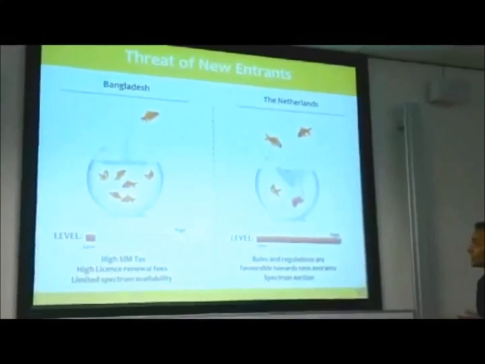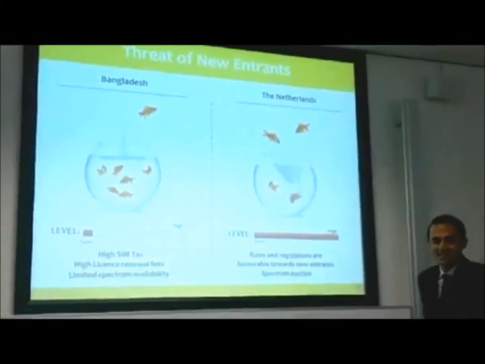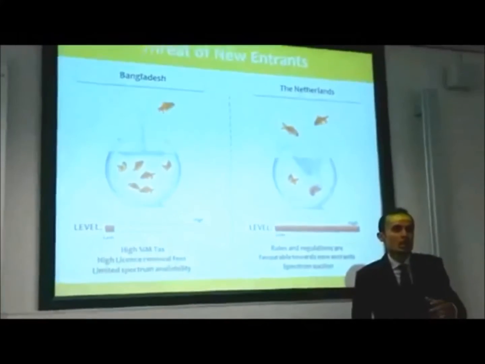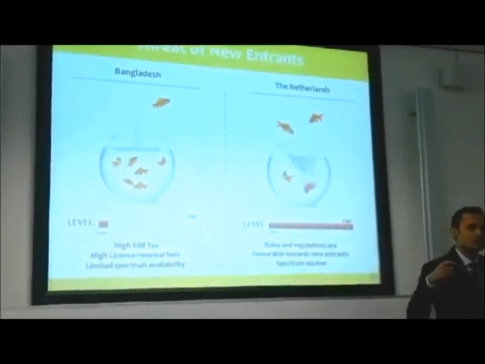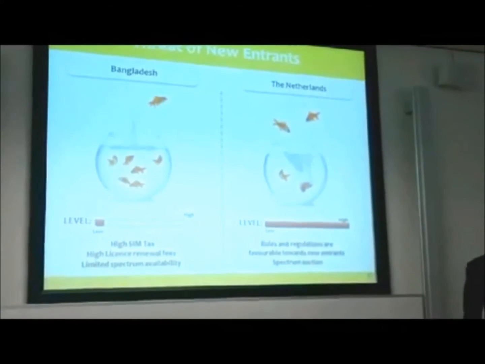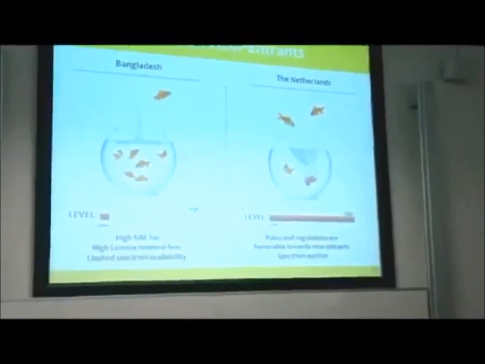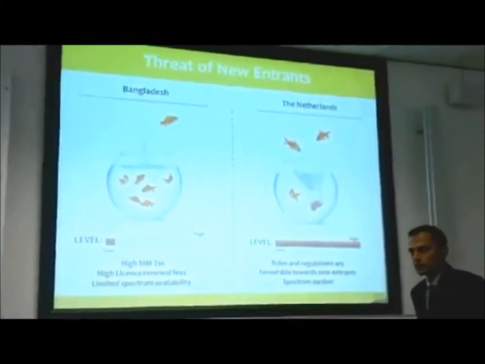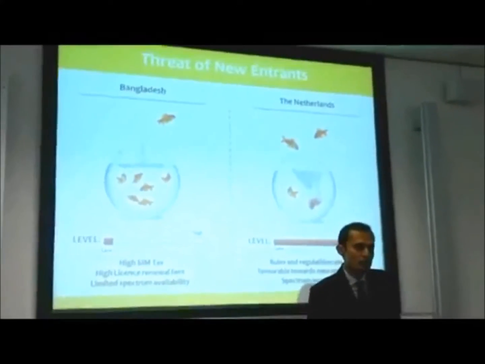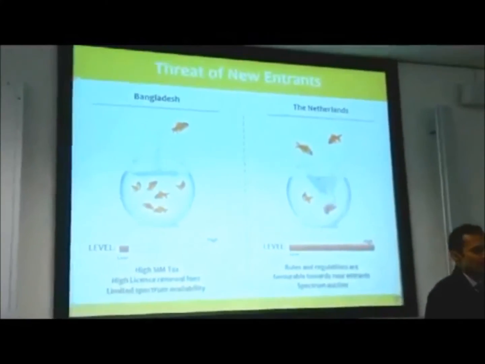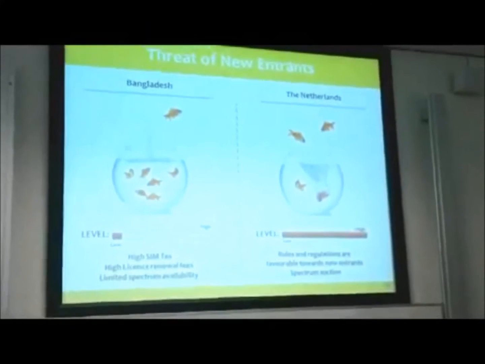And for the Netherlands, it's exactly the opposite. The rules and regulations are highly different. The government is promoting new entrants to come in. So that makes the threat from new entrants very high. And at the same time, most probably in October, there will be a new spectrum auction. So they want a new operator to come in. So the threat is extremely high for the existing players.